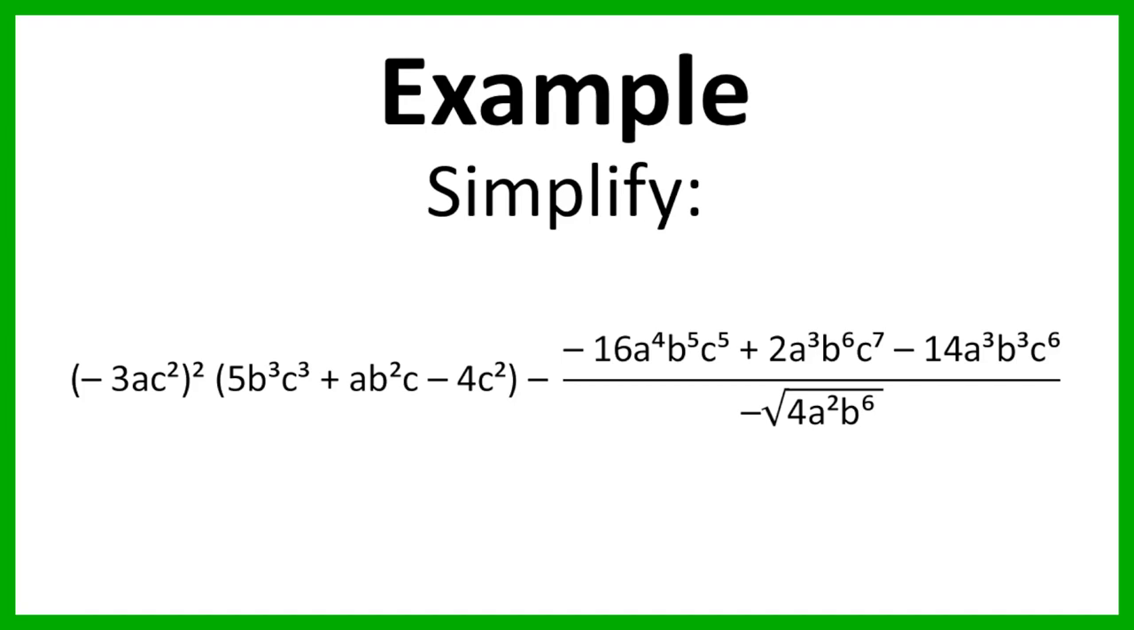fraction over here with -16a to the power of 4, b to the power of 5, c to the power of 5 plus 2a cubed b to the power of 6, c to the power of 7 minus 14a cubed b cubed c to the power of 6, all over negative the square root of 4a squared b to the power of 6. So let's see how we would go about simplifying this expression.